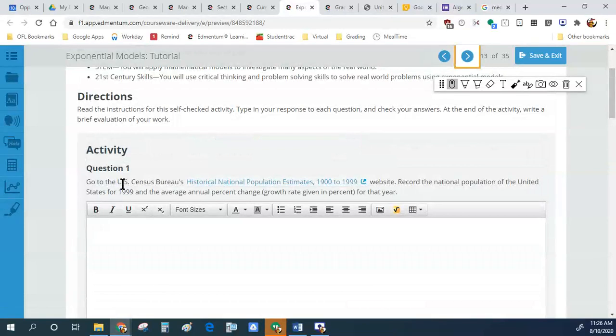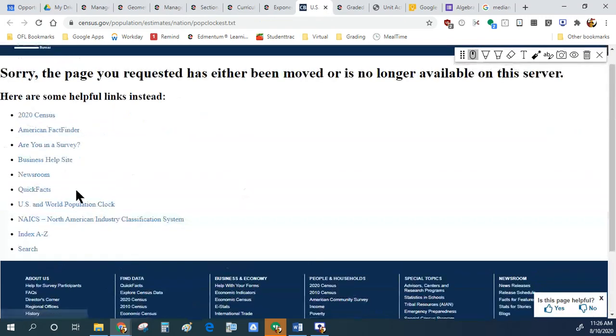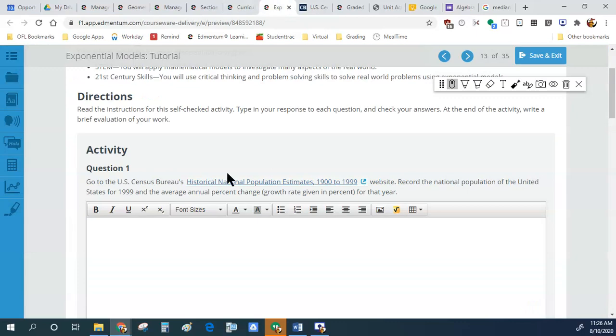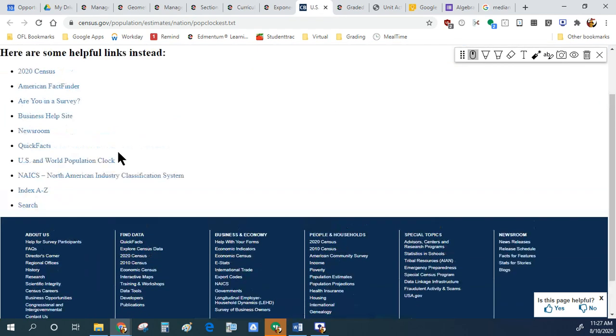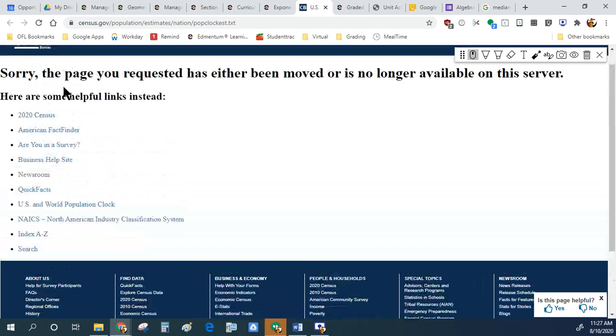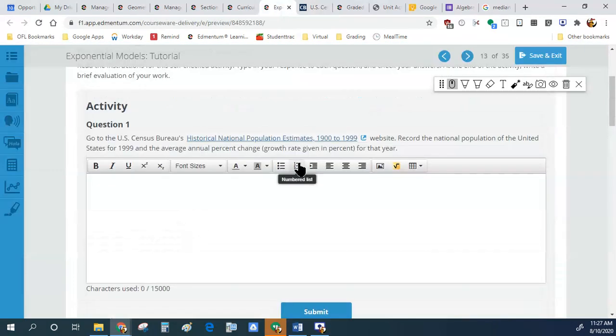So they want us to actually go into this website to figure it out. What are we doing here? We're doing 1900 to 99. Do they even have the years that they want anymore? I don't think so. The page is not working. Oh, wow, they don't have the actual years, guys. Let me see if I can look it up.